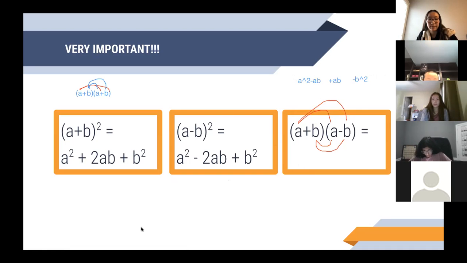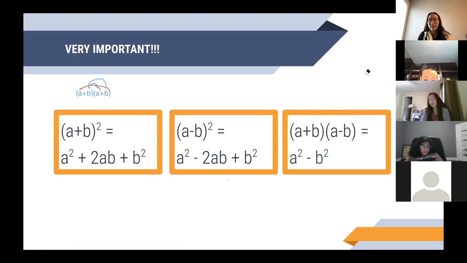And so what you're left with, I will click one more time, is A squared minus B squared. Yeah, you forgot the minus part. No big deal. We're really close though. So this is called the difference of squares. A squared minus B squared.